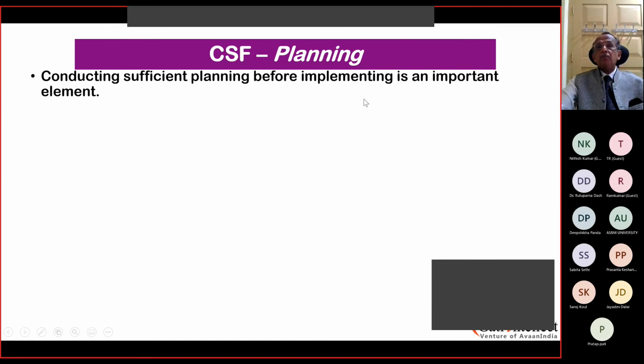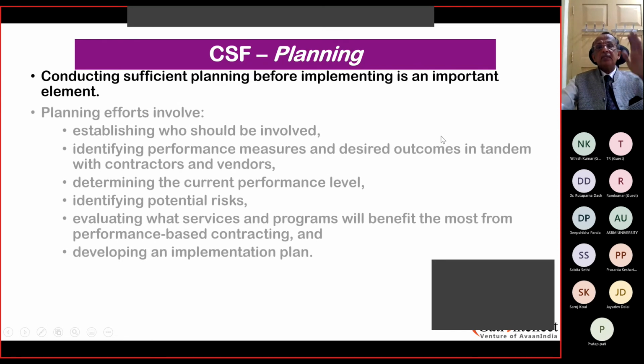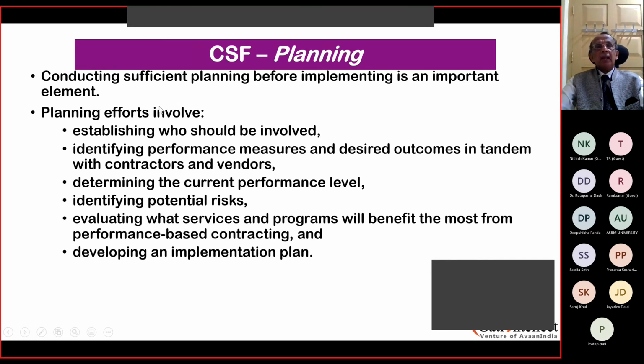Conducting sufficient planning before implementing is an important element. See, this is the most important part. Planning, establishing who should be involved in an organization. Identifying performance measures and desired outcomes in tandem with contractors and vendors. Determining the current performance level. Identifying the potential risk. Evaluating what services and programs will benefit the most from performance-based contracting. Developing an implementation plan. See, how do you like it? How well it is structured, how well it is set.